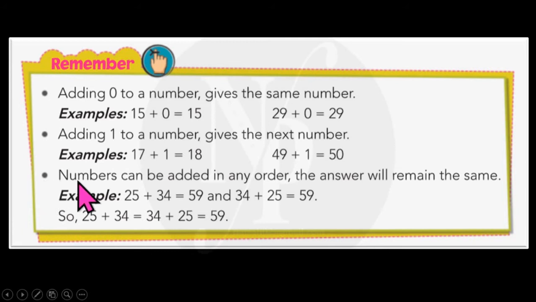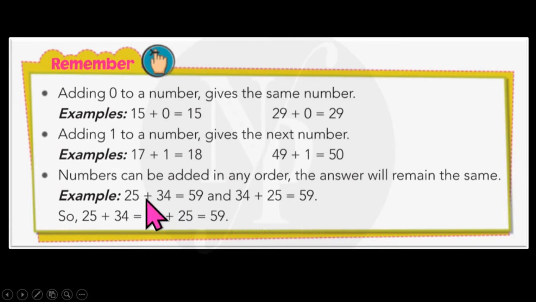Point number 3. Numbers can be added in any order. The answer will remain the same. Example: 25 plus 34 is equal to 59, and 34 plus 25 is equal to 59. So when you change the order of addition, the sum will not change.